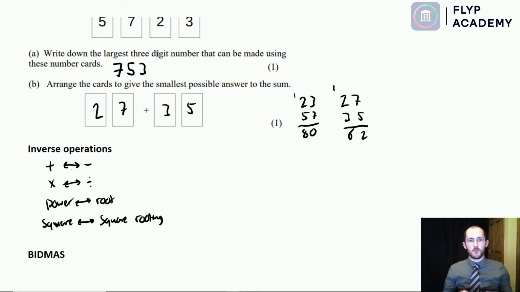Cubing is opposite to cube rooting. Taking the fourth root is opposite to power of 4 and so on. That's literally it with what they can ask you. There are inverse functions which come up a bit later, but that isn't part of the numbers topic, just in case you're wondering why I haven't included it here, okay? That's not the numbers topic.